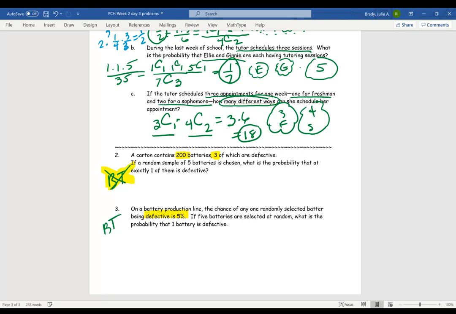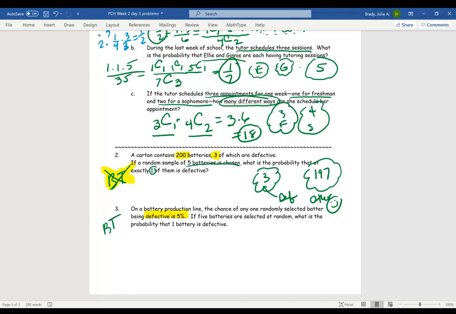Okay, but for this one, I think we could separate them, right? There's 200 batteries, 3 of which are defective. So how would you group them? You'd put the defective batteries here, right? There'd be 3 of them. And you put the other batteries here, the good ones, right? And I think if there's 200, 197 would be here. And let's see, we're going to choose out 5. And 1 of them is defective.